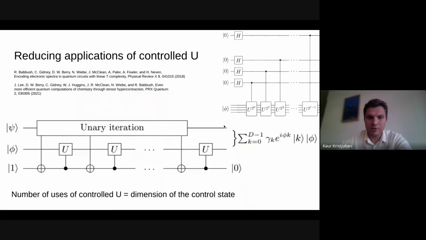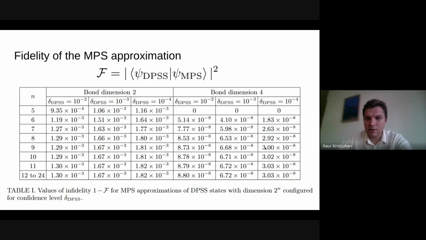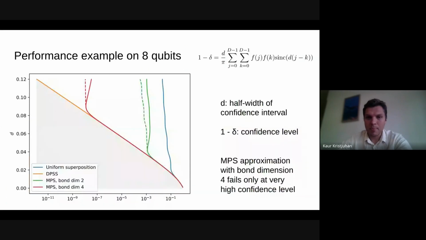So if we just go back for a second, we can see here that bond dimension 2 gives up at something like 10 to the minus 3, and bond dimension 4 gives up at something like 10 to the minus 8. And if we go to the fidelities, these are also, for bond dimension 2, 10 to the minus 3, and for bond dimension 4, 10 to the minus 8. So this gives an explanation for why this breakdown happens right at this point. It's because the fidelity is not high enough to guarantee any further performance beyond this.